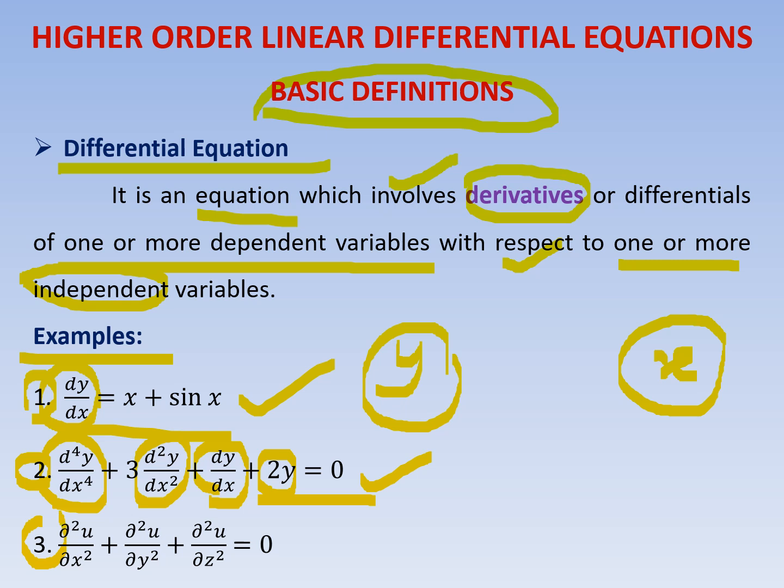Third example, dou square u by dou x square plus dou square u by dou y square plus dou square u by dou z square is equal to 0. In this example, the equation involves derivatives which are partial derivatives of one dependent variable u with respect to three independent variables x, y and z. Thus, these are some examples of differential equations.